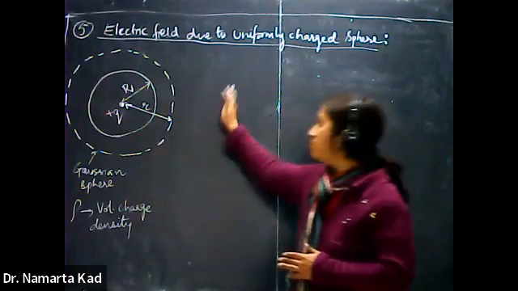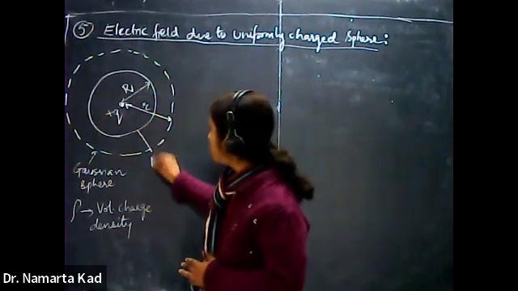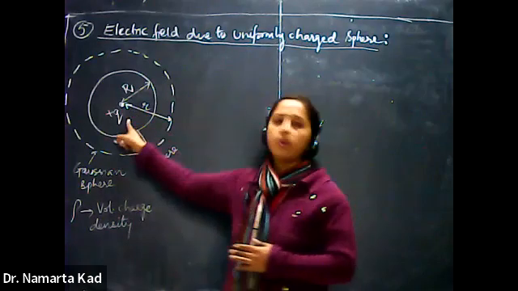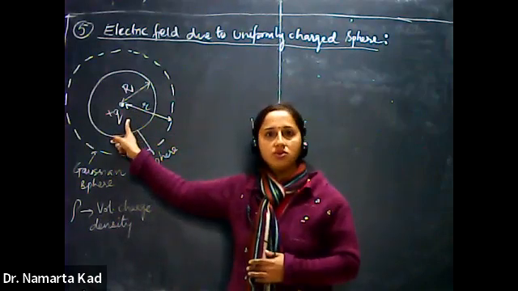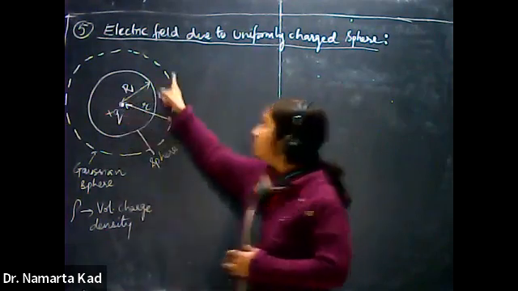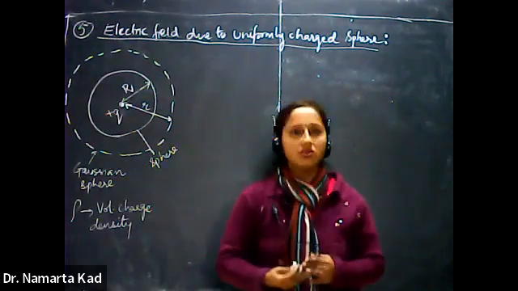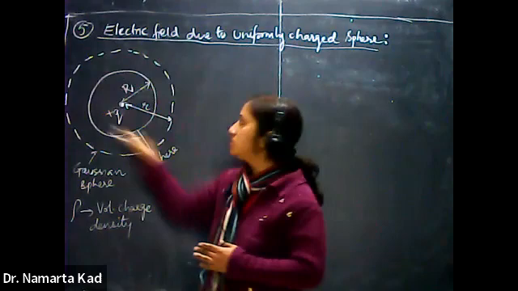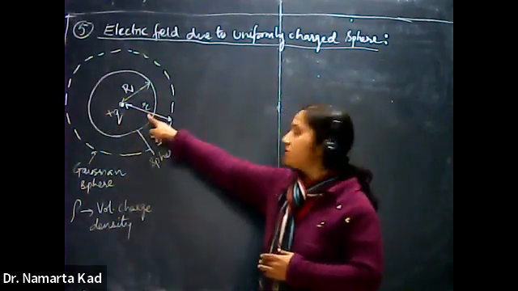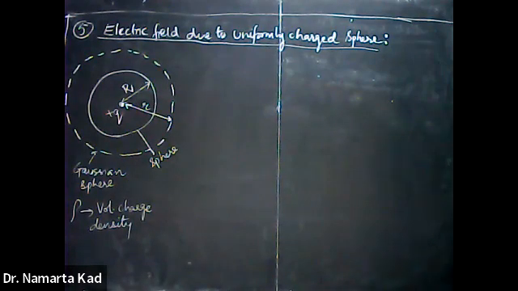Okay, so for this application, let's consider a sphere. So this is the sphere with positive charge uniformly distributed over it. The radius of the sphere is capital R, and this dotted one is the Gaussian sphere, that is, the imaginary Gaussian surface around this sphere, and the radius of that Gaussian sphere is smaller. So for this application, we have to consider three cases.